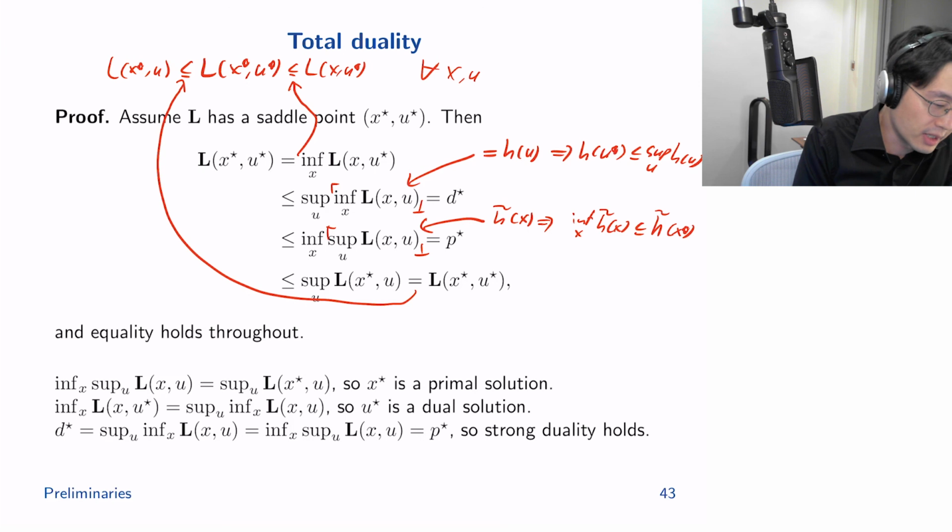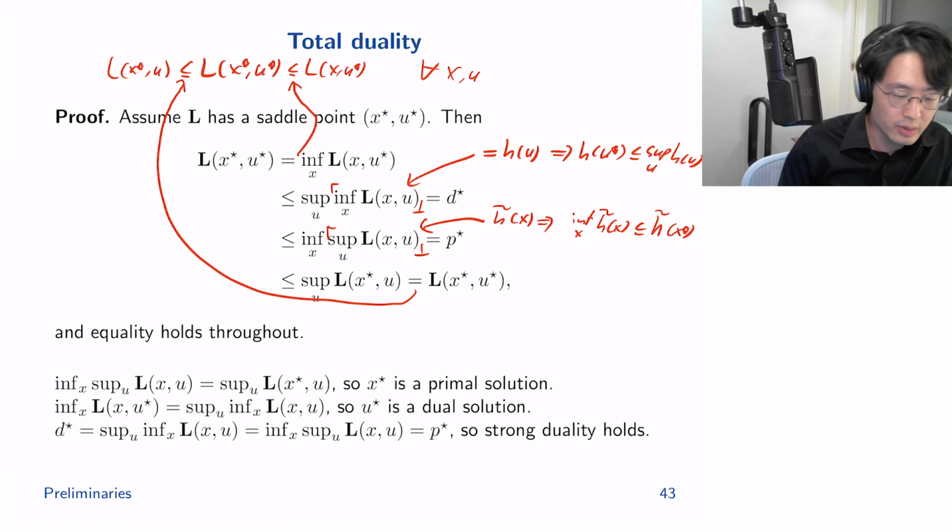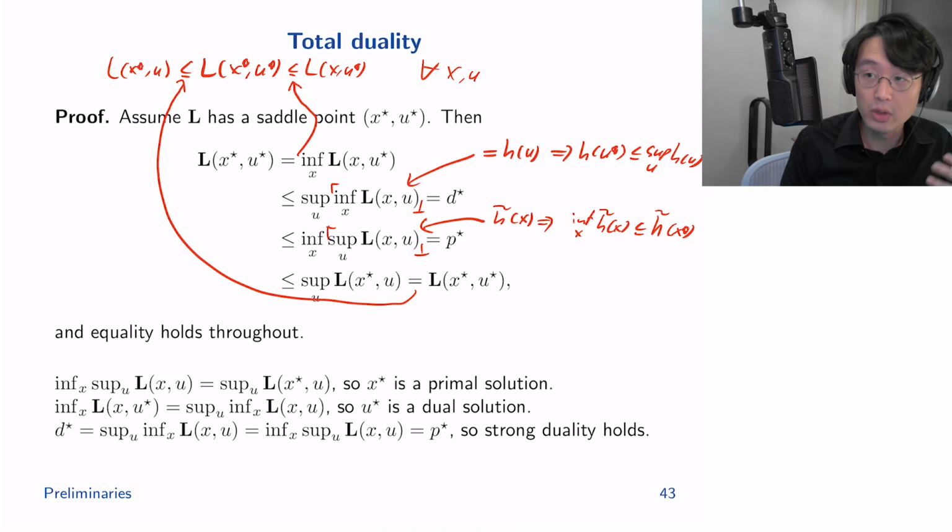And then we had equality throughout. So that means d star is equal to p star. So we have this is an equality. If d star is equal to p star, then strong duality holds. A primal solution exists, a dual solution exists, strong duality holds, so therefore total duality holds.